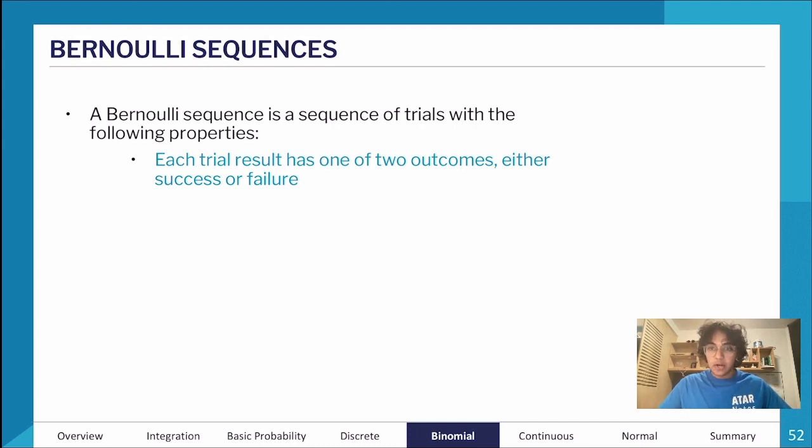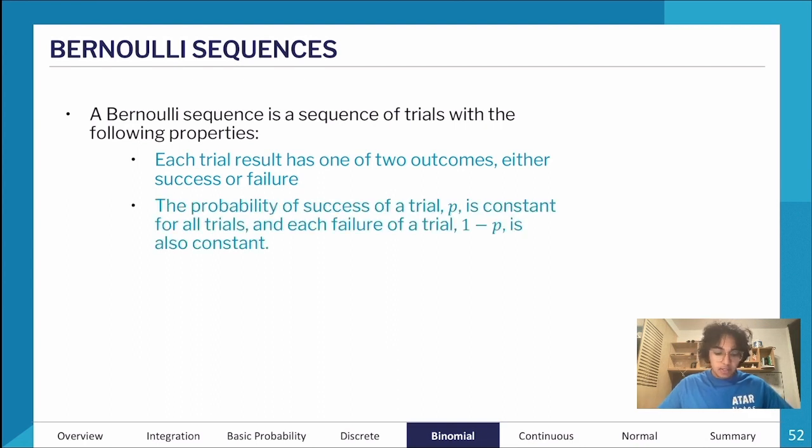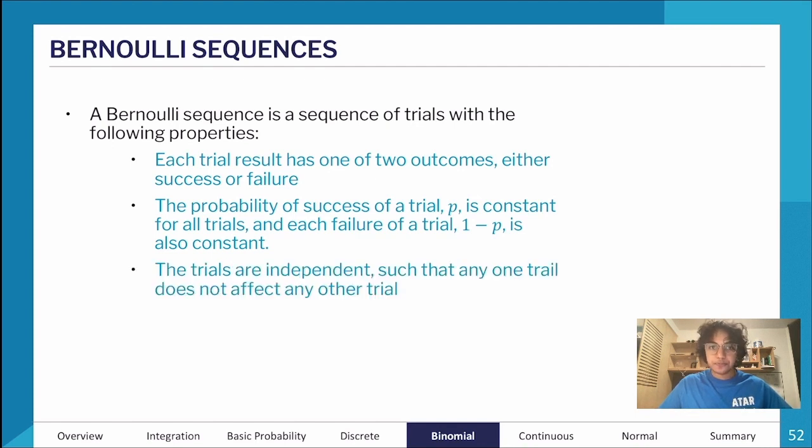So two distinct outcomes, I can easily define them as successes or failures, right? And every time I flip that coin, the probability is the same. Every trial needs to have a constant probability, and each failure is also a constant probability. So a coin is really good for this because regardless of the number of times I flip that coin, that probability isn't going to change, hopefully.